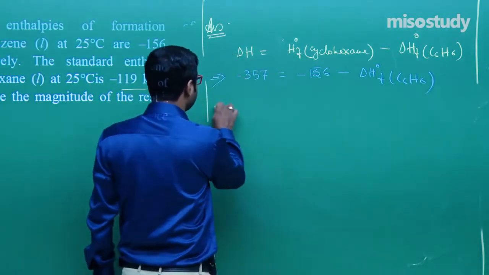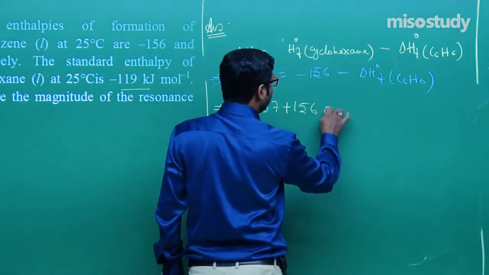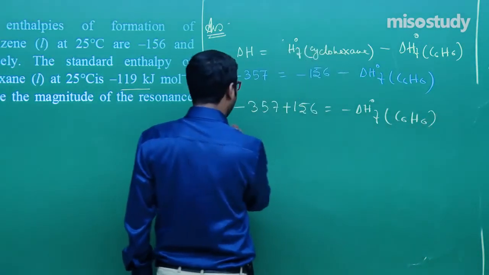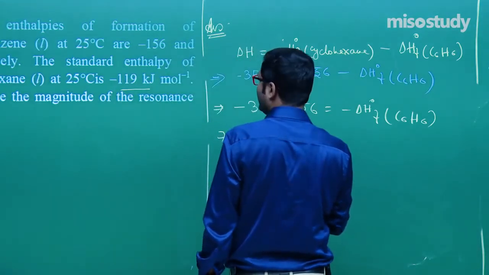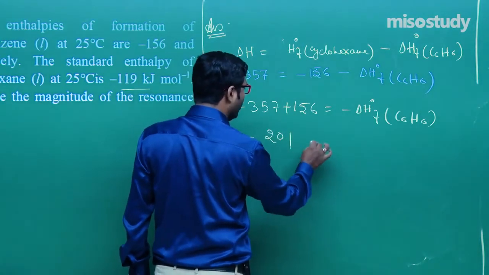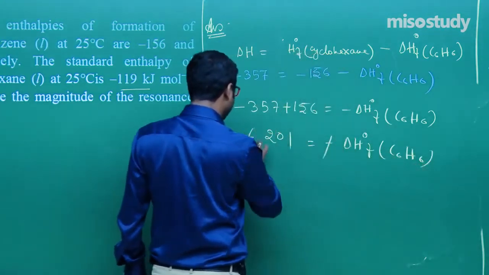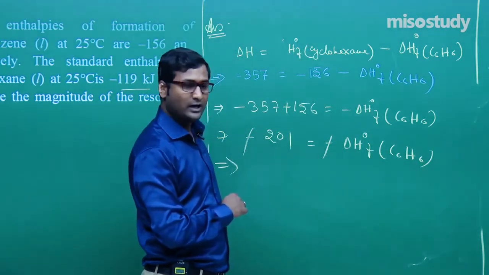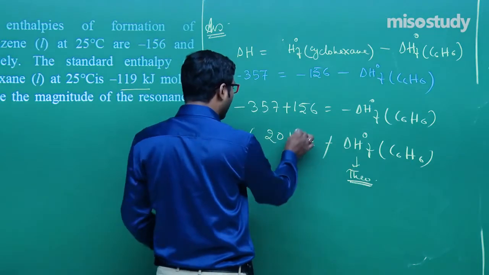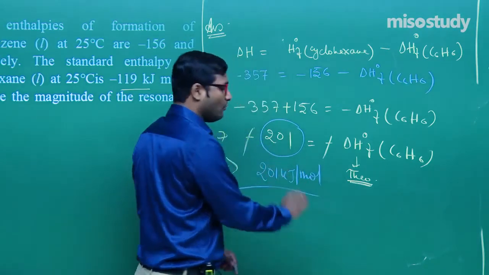So in this case, what will happen? Minus 357 plus 156 is equal to minus delta H formation of C6H6. Now it will give you a value of around 200. Clear? Minus 201 is equal to minus delta H formation of C6H6. Now this will cancel this one. Clear? Now what will happen? Check it out. This is the theoretical value. So we have got the theoretical value, that is 201 kilojoule per mole.